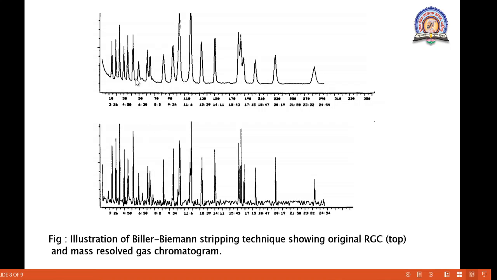So here we are getting this reconstructed gas chromatogram. Here the background is there and peaks are not very clear. By using this Biemann stripping technique, we are getting the spectra in this way. So a very clear spectra is obtained by using this Biemann stripping technique.